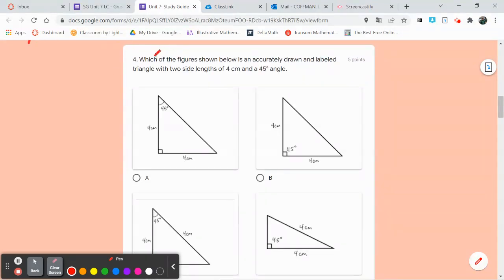It says on number 4, which of the figures shown below is an accurately drawn and labeled triangle with two side lengths of 4 centimeters and a 45-degree angle? Well, let's go look at them.